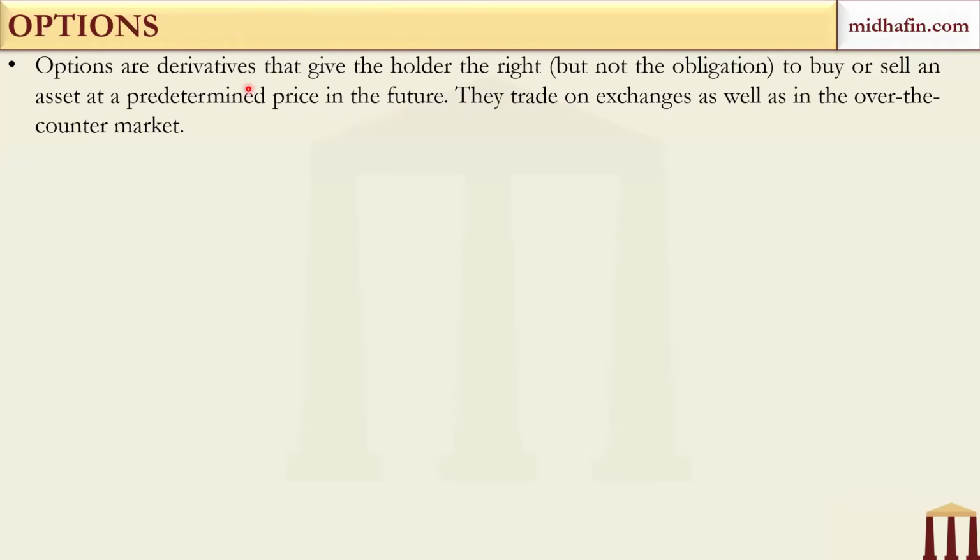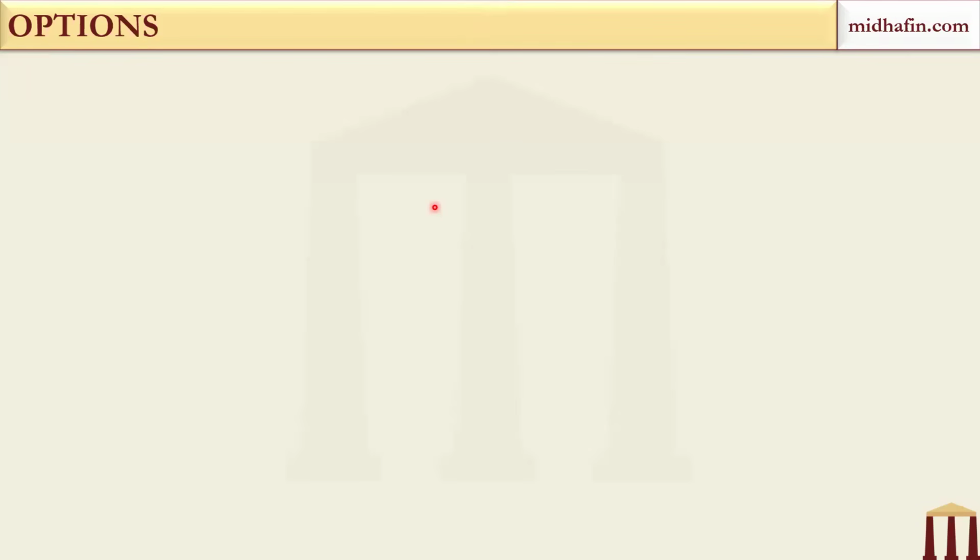Now, what are options? Options are derivatives that give the holder the right but not the obligation to buy or sell an asset at a predetermined price in the future. They trade both on exchanges as well as in over-the-counter markets. So you might have done the chapter on exotic options. Can anyone tell me, are most exotic options in general exchange traded or over-the-counter? Most of the exotic options in general are OTC. Absolutely correct.